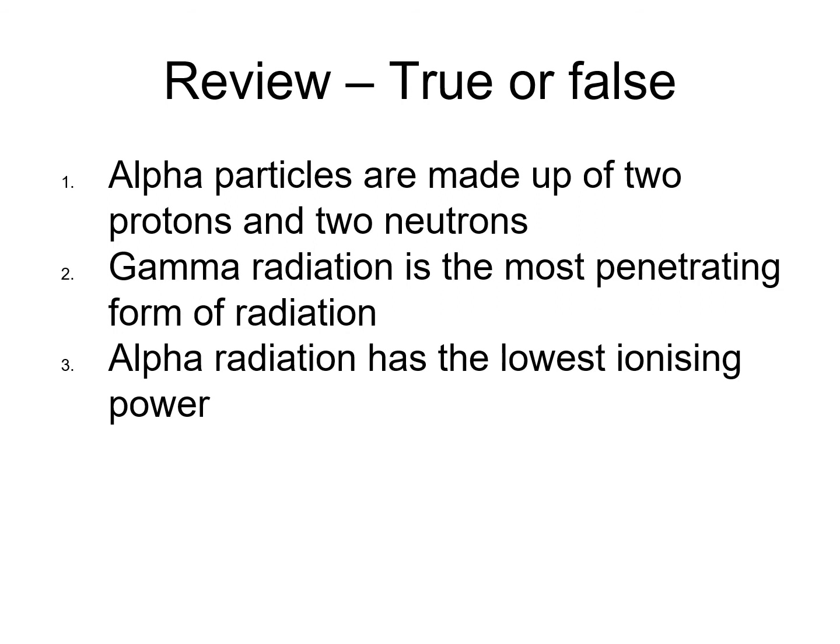Okay, so let's just check what we've learnt so far. Some true or false questions. Number 1, alpha particles are made up of 2 protons and 2 neutrons. Do you think that's true or false?